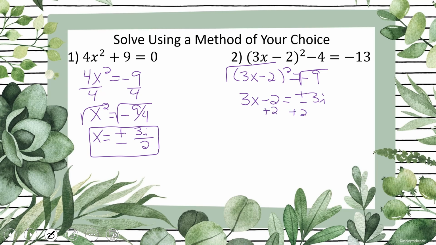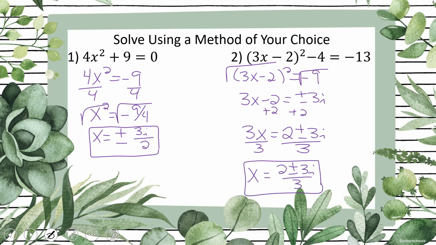And when I add 2 to both sides, I need to write the 2 first because it's the real number piece. And then I'm going to divide everything by 3. And I get 2 plus or minus 3i over 3. And that right there would be my final answer.